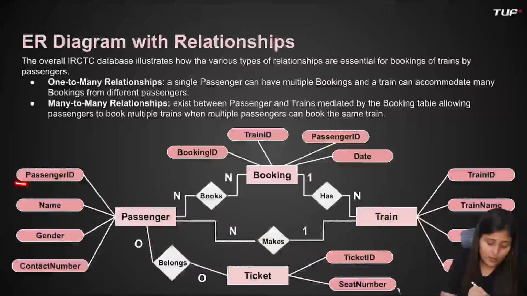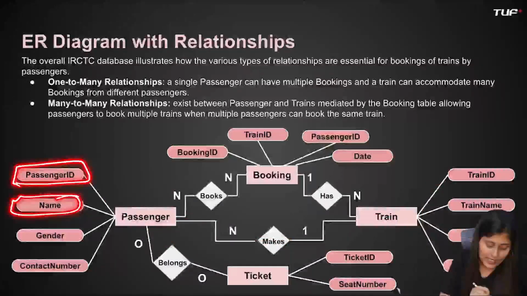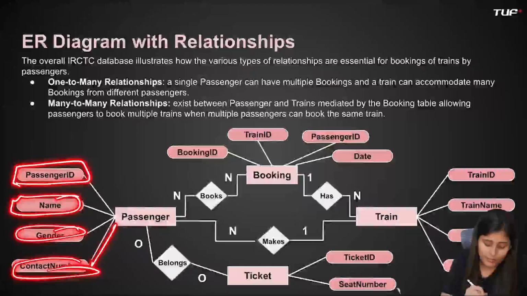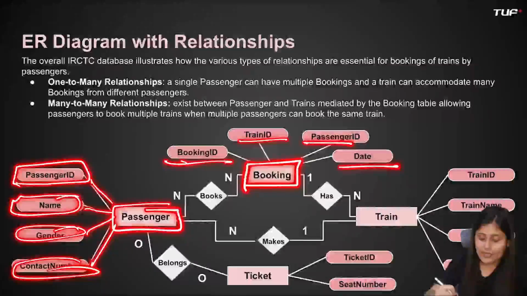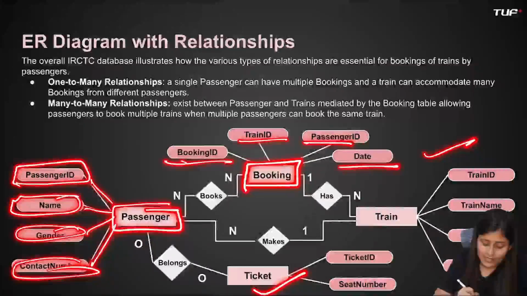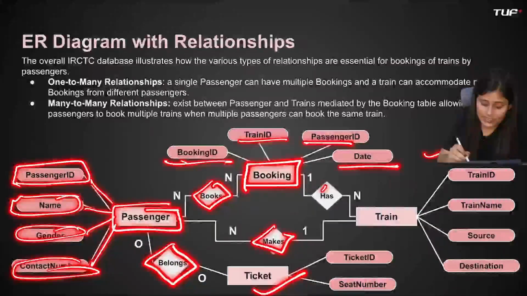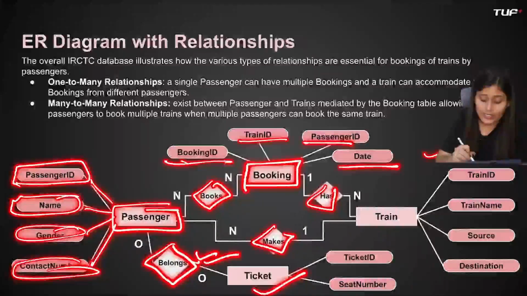Here, passenger ID, name, gender, and contact number are the attributes for the passenger entity. Similarly, booking ID, train ID, passenger ID, and date are the attributes for booking, and similarly for train and tickets. And the diamond shapes you can see, books, makes, has, are nothing but a relationship between the two entities.